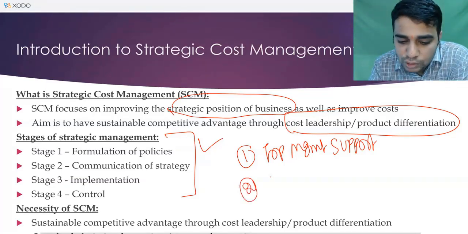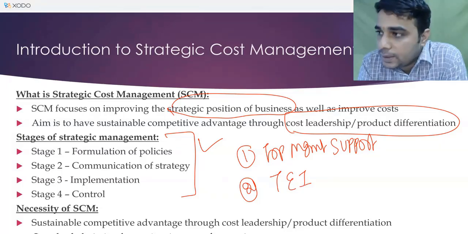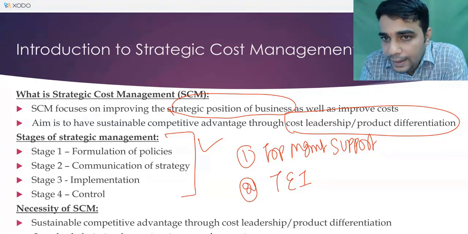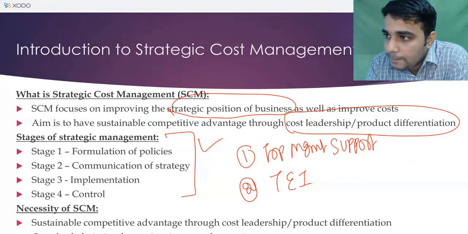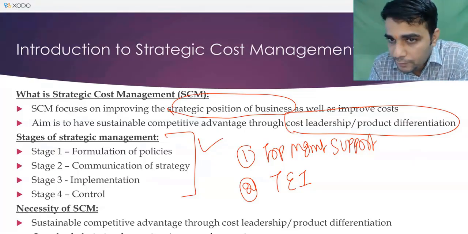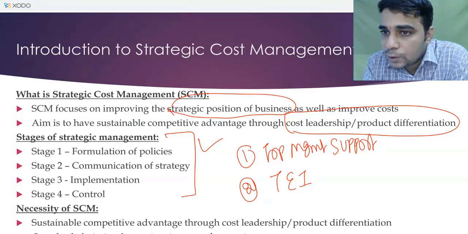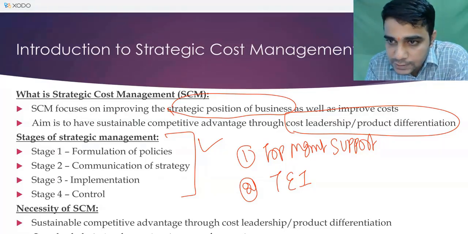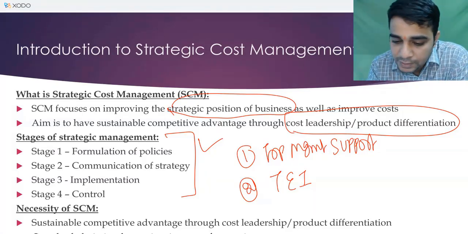Many techniques also talk about this. TEI. TEI is total employee involvement. I want all employees to somewhere participate in this. When I say participate, it need not be participation in the planning process. It could be participation in the execution process. You will execute it and say that these are the challenges you are facing.